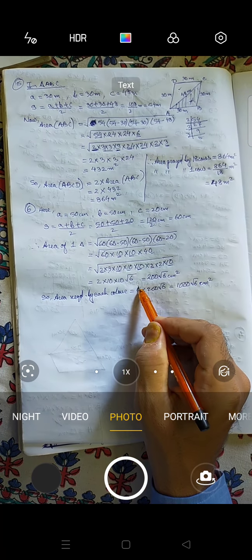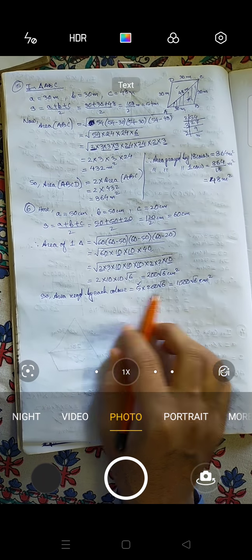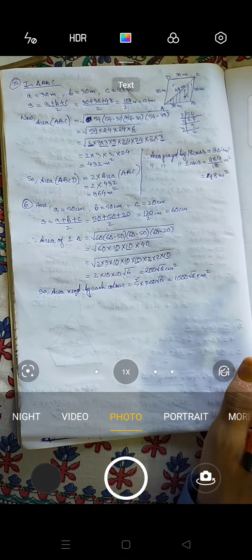We are multiplying it by 5 because 10 colors were there. So half will be 5. So 5 into this. If they tell you to find the area of an umbrella, then you have to multiply it by 10. Okay.